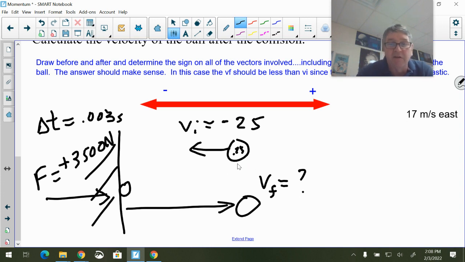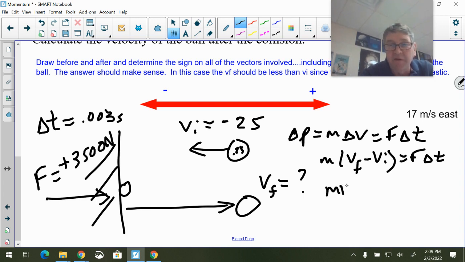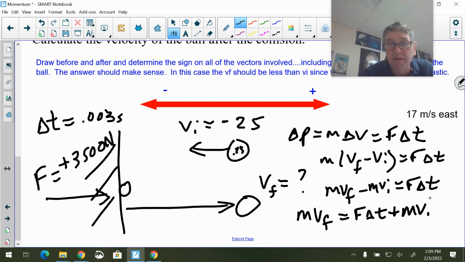Now, if I do the calculation, I'll try to squeeze this in here. We have our change in momentum. It's going to be m delta v equals F delta t. And we have everything except for the vf. So I have to break this out to say m, and remember, delta is always the final minus the initial. You do have to factor this through, so it's going to be m vf minus m vi equals F delta t. Then I have m vf equals, just bring the m vi to the other side, so it's F delta t plus m vi.